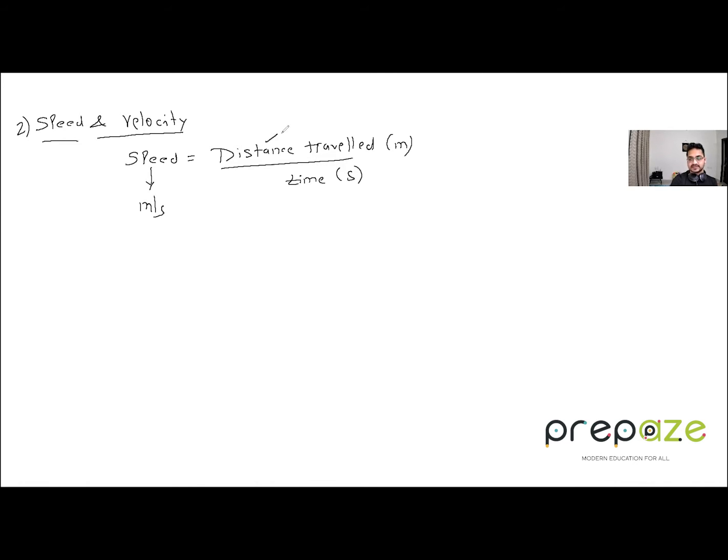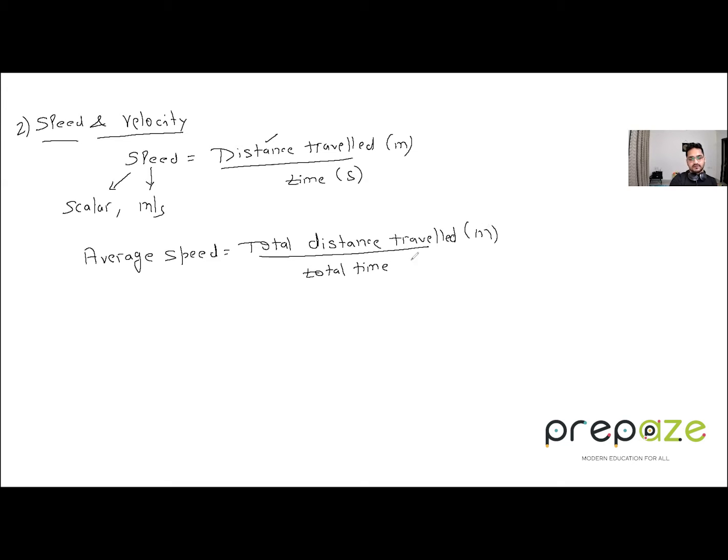And since distance is a scalar quantity, speed is also a scalar quantity. That is, we are only interested in the magnitude and not the direction in which the particle is going. Only the magnitude is sufficient to describe the speed of the particle. Another term that comes up is the average speed. Now, what is average speed? It is the total distance traveled by a particle over the total time taken.